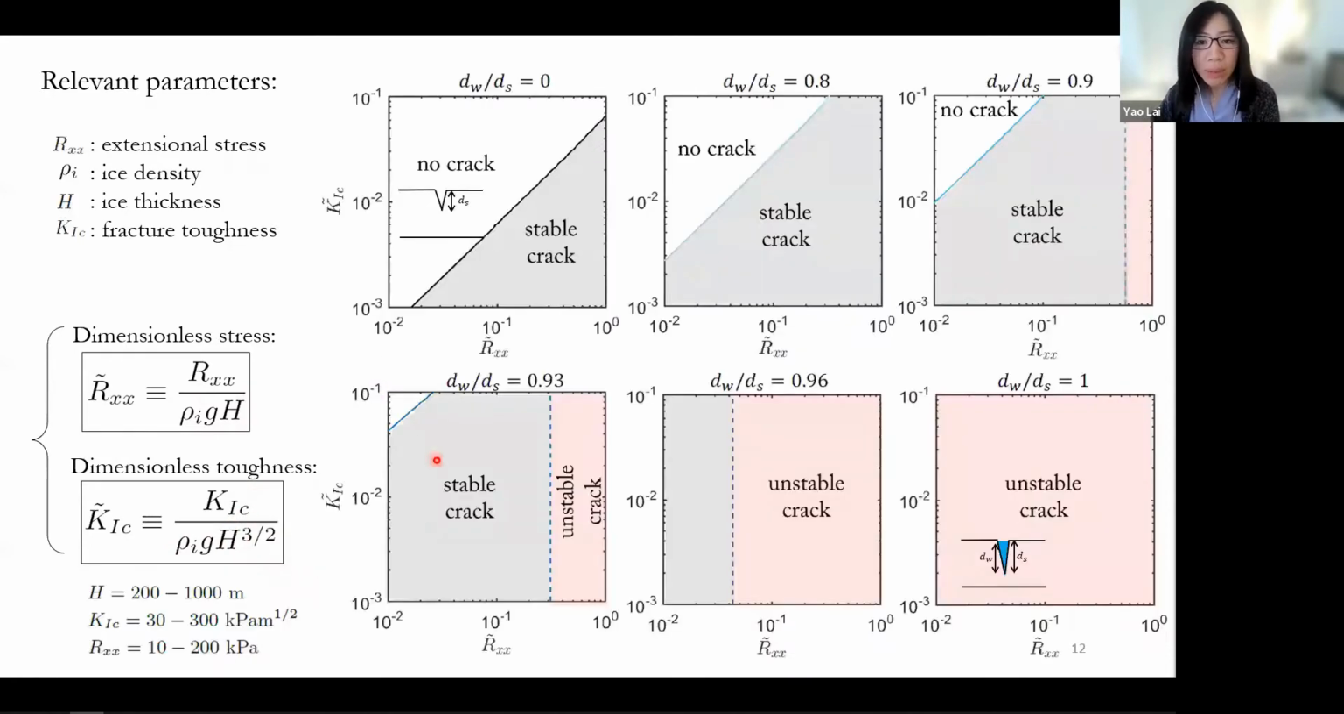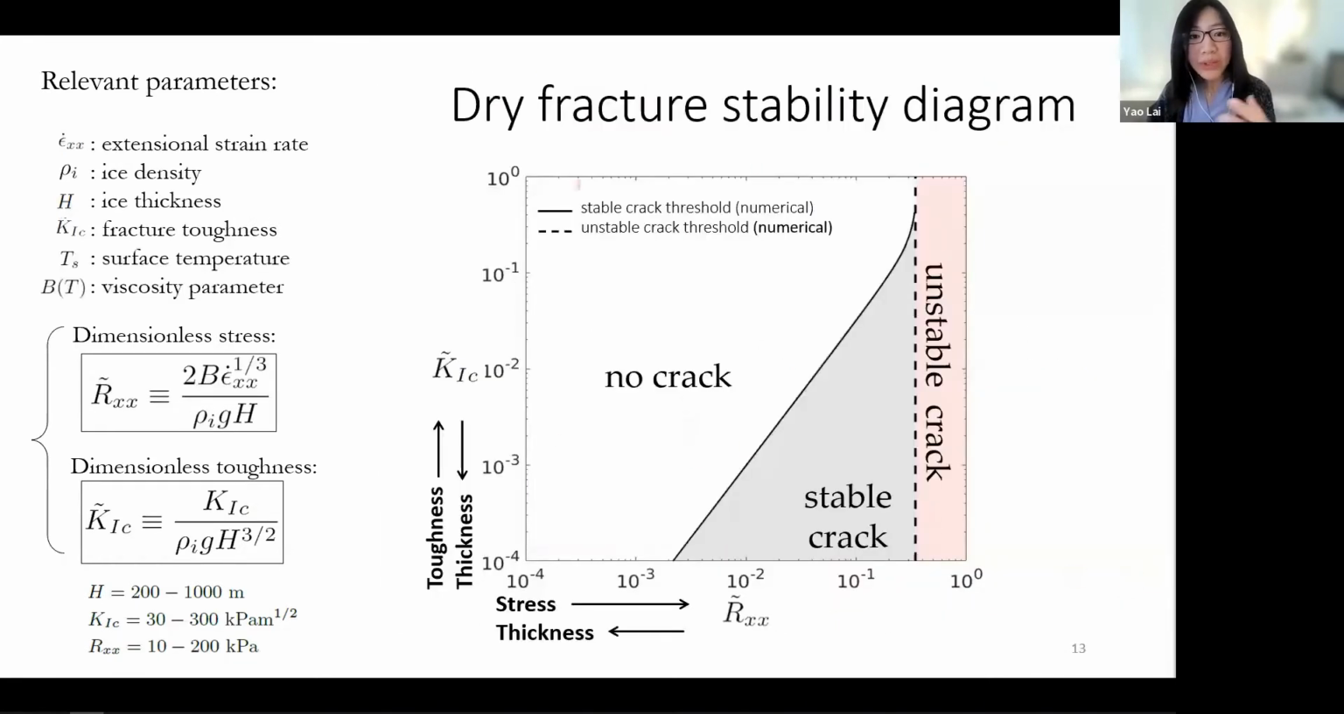So here we plot the crack stability as a function of the dimensionless stress and dimensionless toughness. Here, different graphs represent different amounts of water in the cracks. And we can see that a dry crack will be destabilized when it is fully filled with water. And now we will just focus on the simplest case when the crack is dry, without the presence of water.